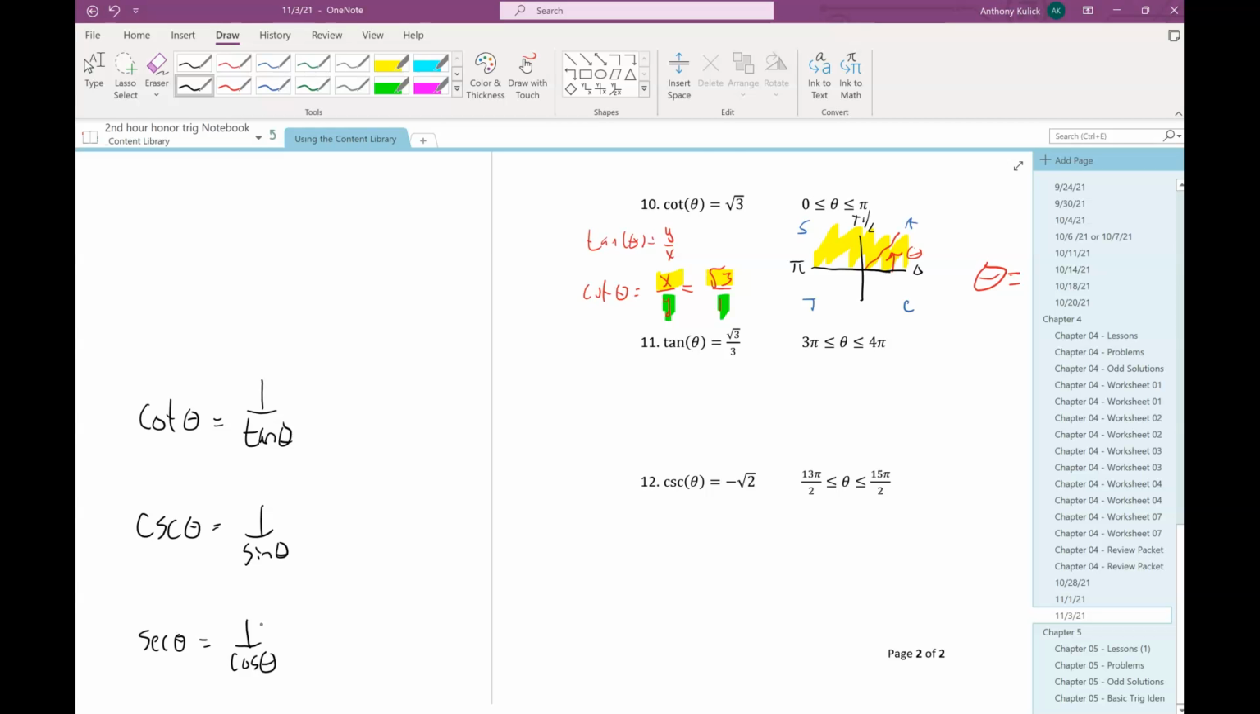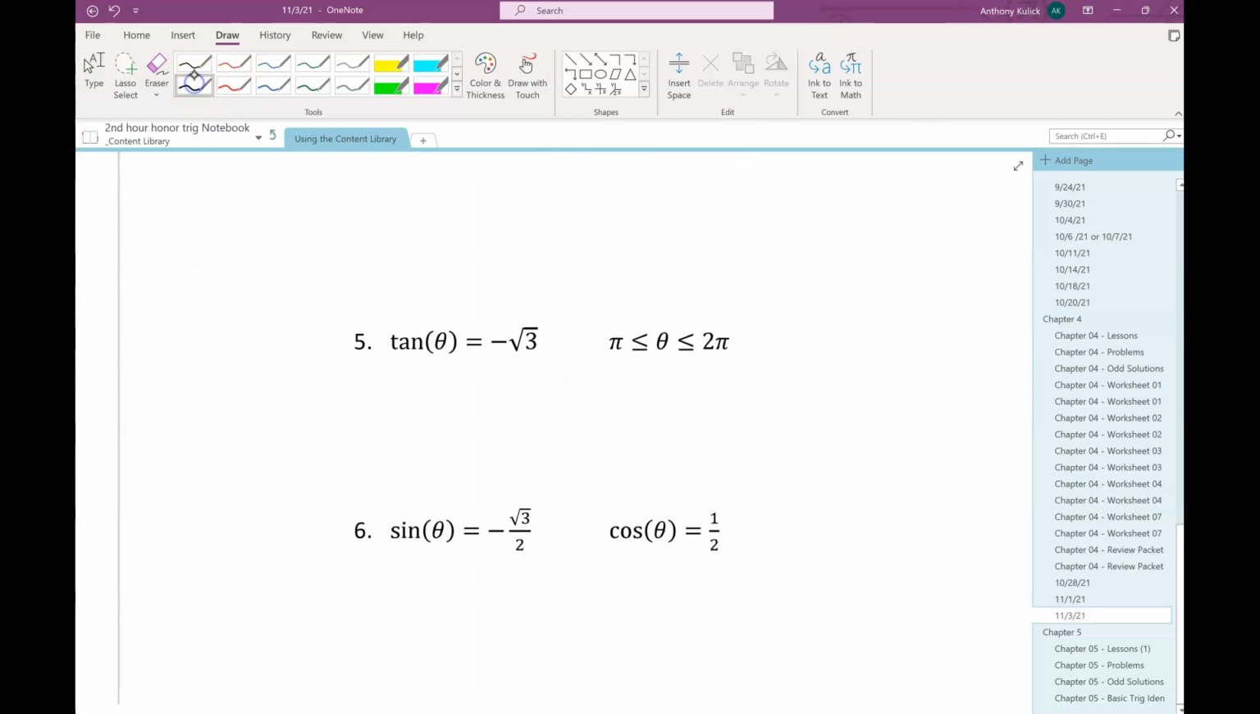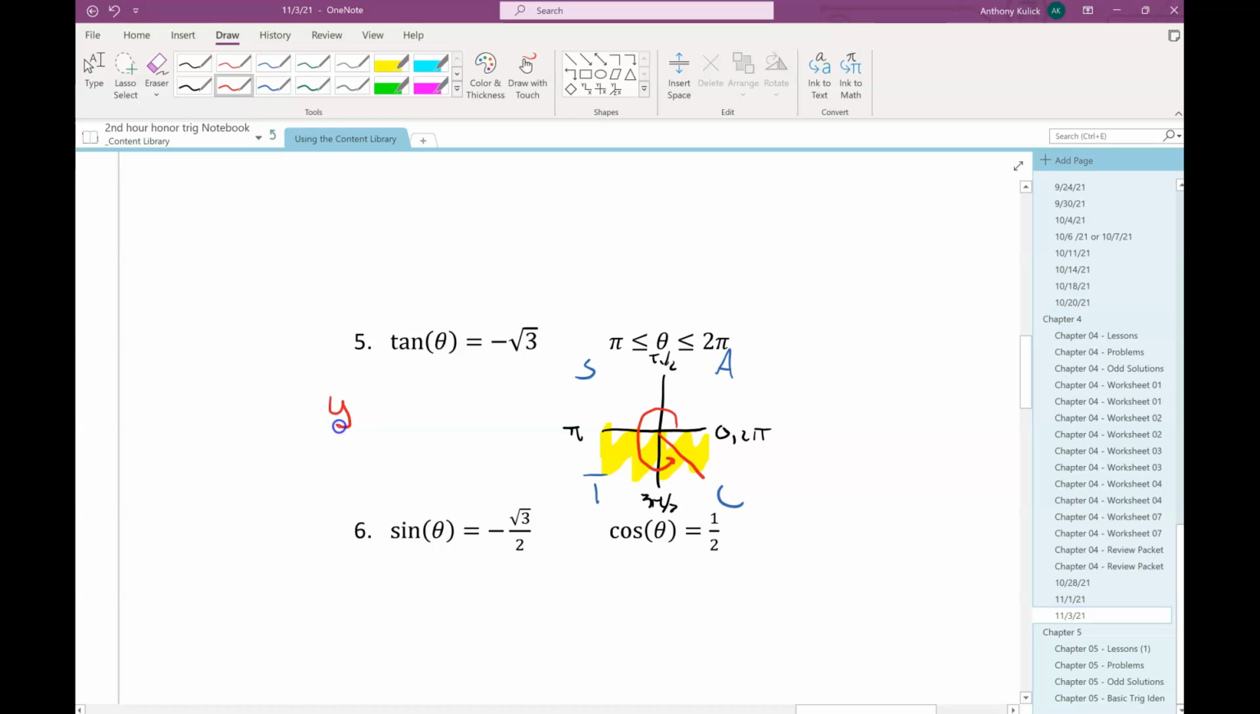Number 5 on worksheet 1. Sure. So 0, pi over 2, pi, 3 pi over 2, 2 pi. So we're looking at this section. All silly turtles crawl. I know that we have to be in quadrant 4 for tangent to be negative. So I know that y over x is going to equal negative root 3 over 1.